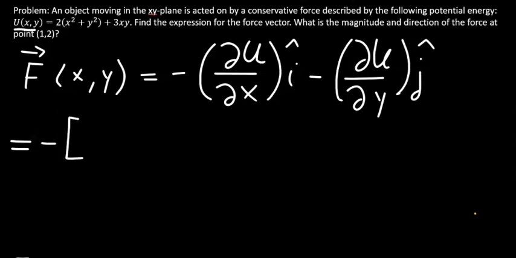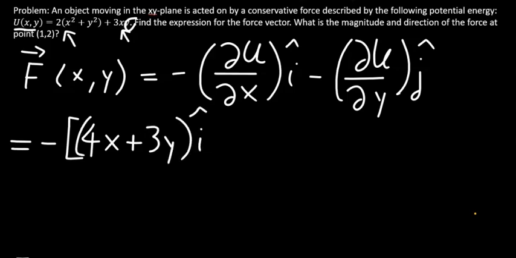So let's compute the first derivative, minus partial derivative of U with respect to x. So you have one x term there, another x term there. So the first term will give you simply 4x. The second term can be differentiated by treating y as constant. So that's going to be plus 3y. So that's your i hat.